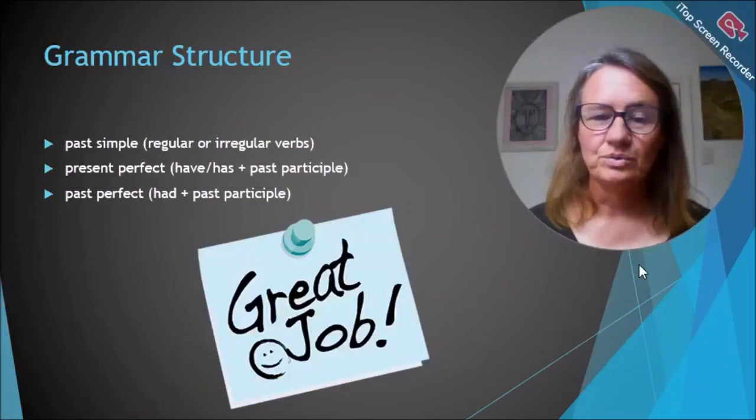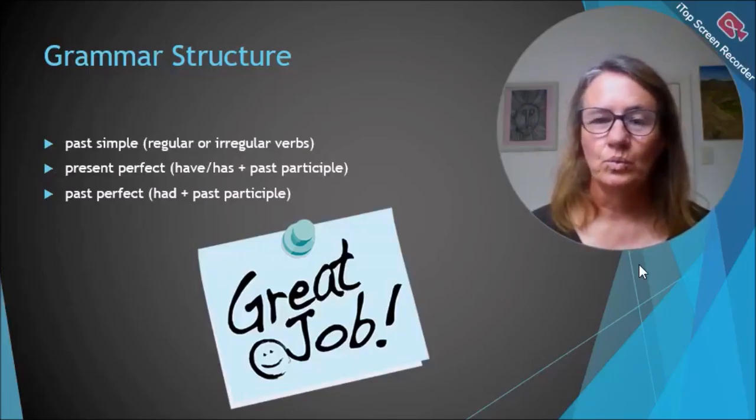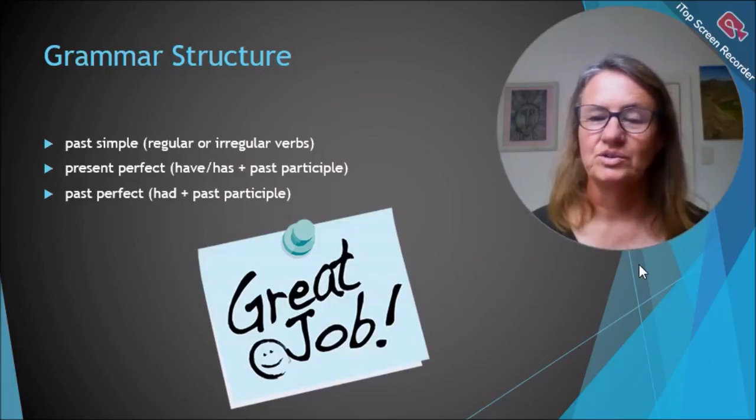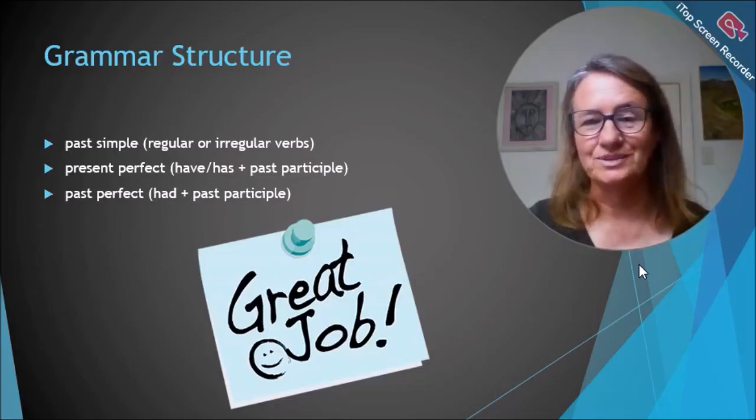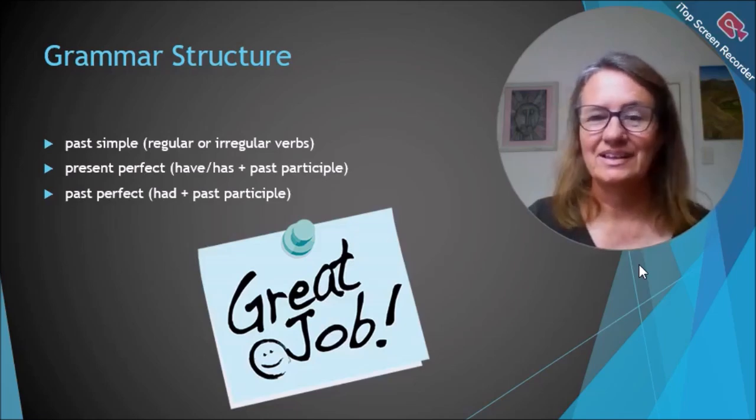Now you know the rules, you've gone over them before, but just briefly, let's have a look here. So past simple, what we're going to focus on is regular and irregular verbs. That's what can make it tricky. Present perfect, we've got the structure, have or has plus the past participle. And in past perfect, had plus the past participle. So you know this structure. I'm telling you this as a reminder. Let's move on to our next slide.